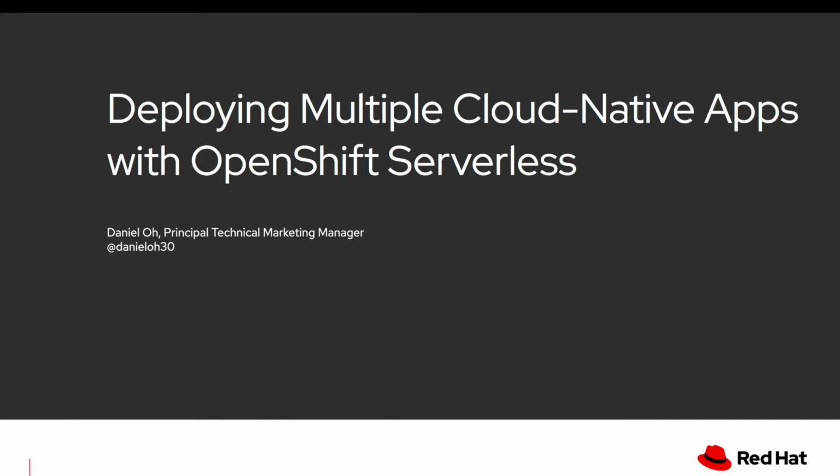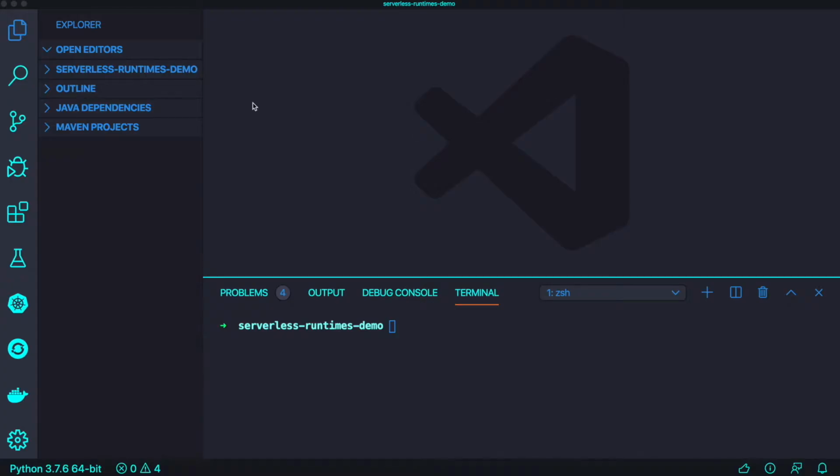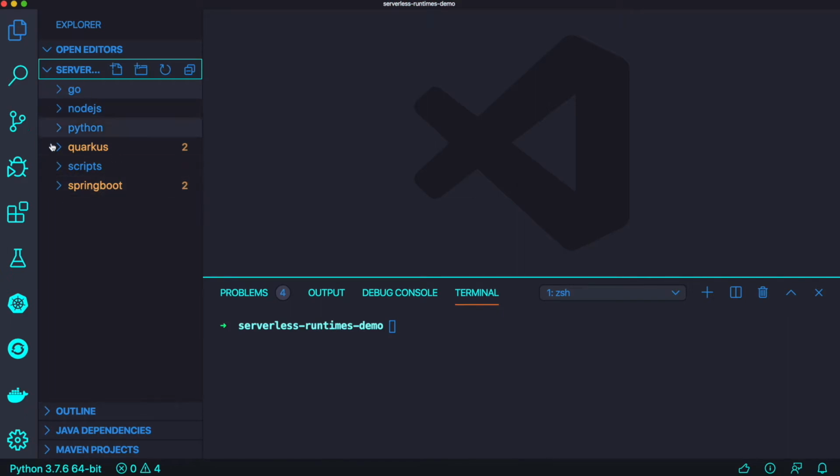So in this video, I'm going to show you how to deploy multiple cloud-native applications with OpenShift Serverless. Here are a couple of takeaways from this video. You can learn how to develop RESTful services with Go, Python, Node.js, Spring Boot, and Quarkus. You're also going to learn how easy it is to deploy those cloud-native applications to OpenShift Container Platform, and then you can compare the startup time between those applications. Here are the 5 applications I already mentioned earlier.